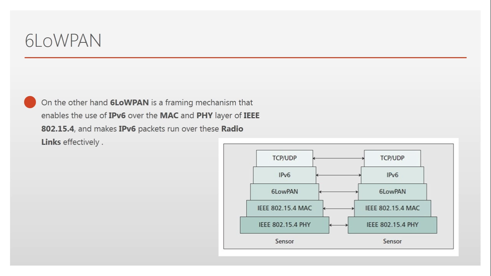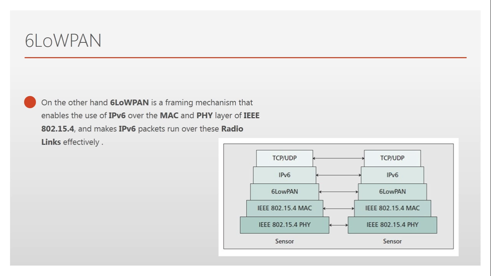So what does 6LoWPAN mean? 6LoWPAN is IPv6 over low power and wireless personal area network. So when people try to implement IPv6 over these low power constrained devices, which in IEEE world is also referred to as IEEE 802.15.4, in its physical and MAC layer, we have this challenge. The challenge was that each MAC layer sets a limitation for its frame or the amount of data it allows, and the MAC layer in this case allowed only 127 bytes.